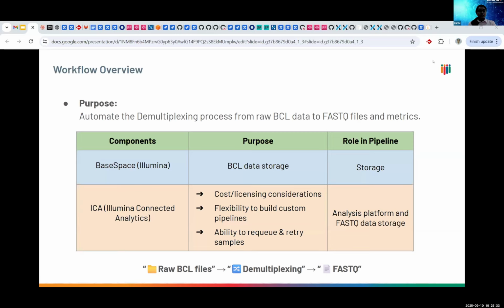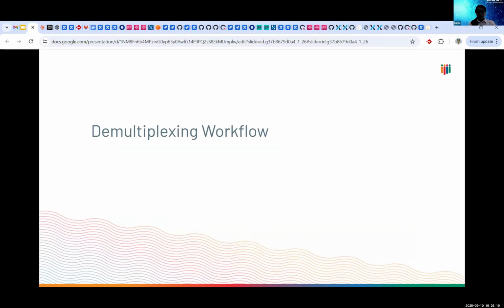In this process, the two main systems being used are BaseSpace and ICA, which is Illumina Connected Analytics. BaseSpace is used to check if the sequencing run is completed and that the raw data is available for us and we can fetch it. And ICA is used because this is where the actual processing happens, right? This is where we do the demultiplexing. It is also used because of its cost and licensing considerations. It also has the flexibility to build custom pipelines, and the ability to retry or requeue a particular sample.